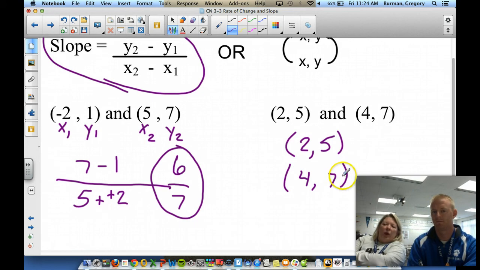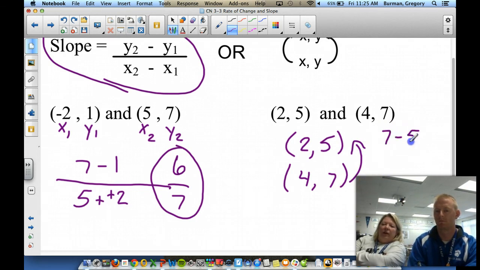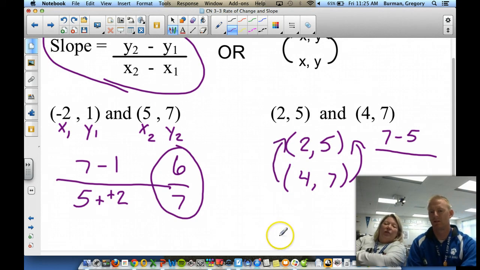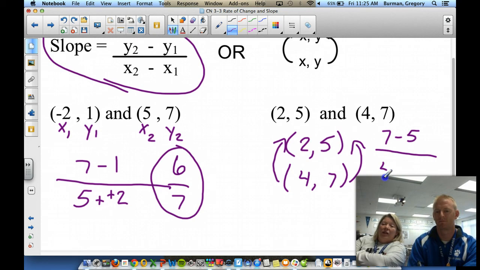And I can subtract in either direction. I like to go 7 minus 5 though. So let's subtract upward and draw our arrow upward. Now your numerator is 7 minus 5, and that's the change in your y values. If I subtract upward on the right side, I have to go in the same direction on the other side. 4 minus 2 becomes your run, or your change in your x values. So this slope is 2 over 2, which simplifies to 1. Oh, sweet. That seems pretty easy.